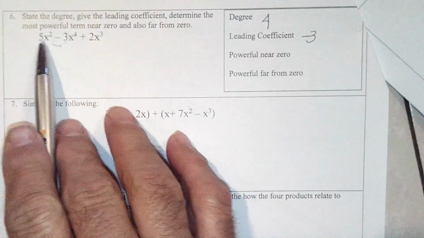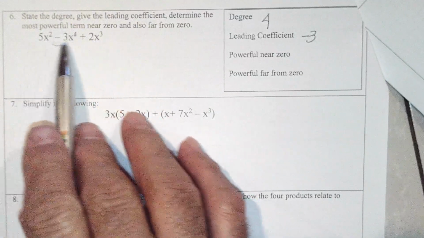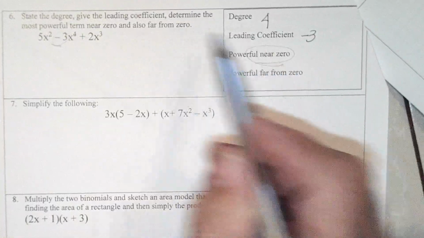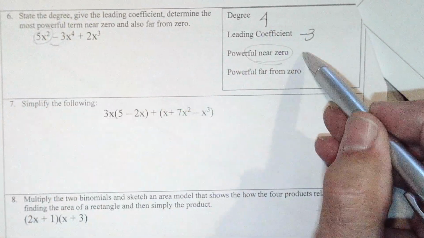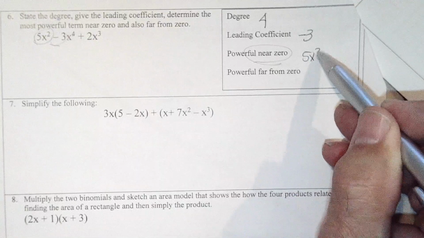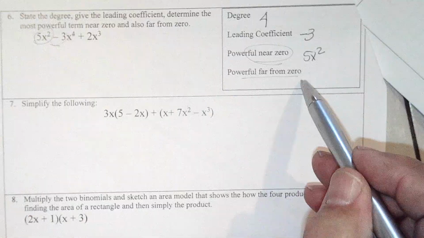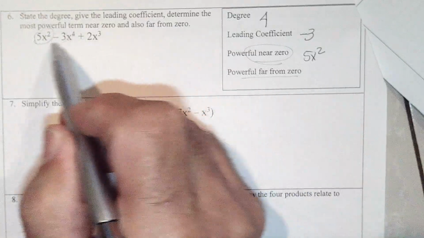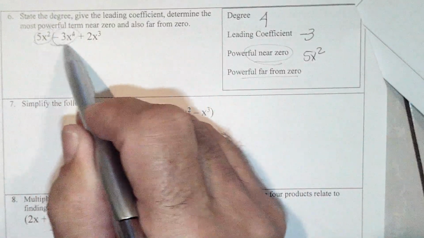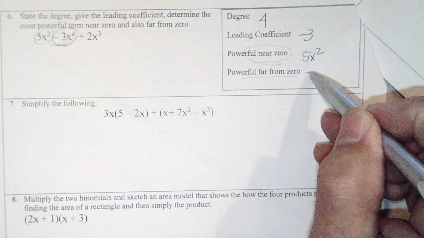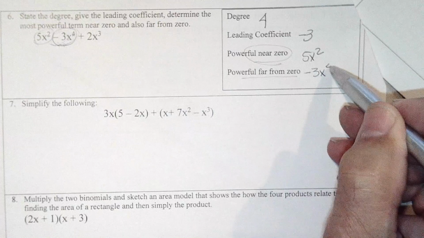Now the term with the lowest power or degree would be the one closest to 0, so that would be the 5x squared. And the one that's most powerful, far from 0, will be the leading term, the one with the degree. So that's -3x to the 4.